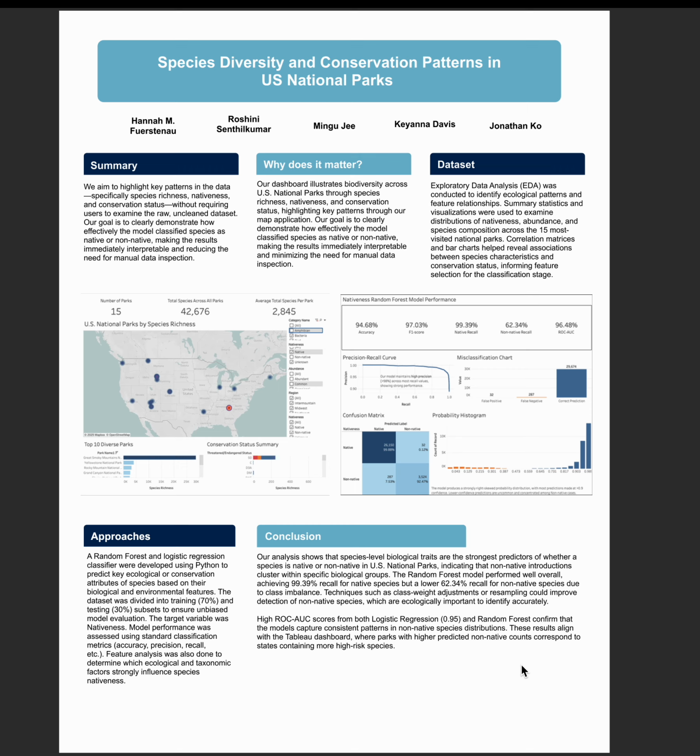We use a Kaggle data set containing National Park Service species records from 15 parks across the U.S., with 42,000 species observations with traits such as abundance, nativeness, taxonomy, and conservation status. We cleaned missing data, standardized categories, and validated fields so the data was ready for modeling and visualization.